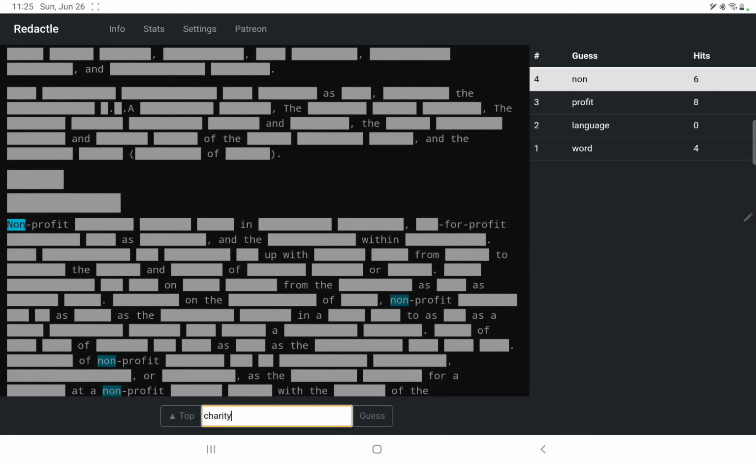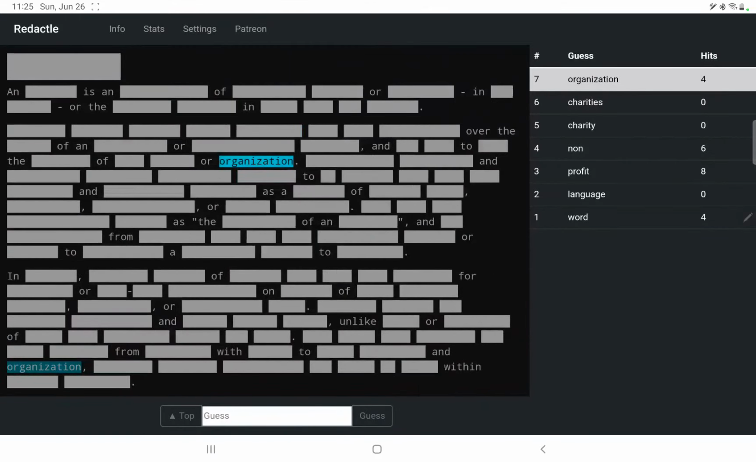Let's look at charity. No charities. Well, let's look at the plural. No. Non-profit organization. Of course, that word is too long for here, but that is 12 letters. So it's not in that first sentence. I thought we would see "and something is an organization." Let's try society. Three societies.